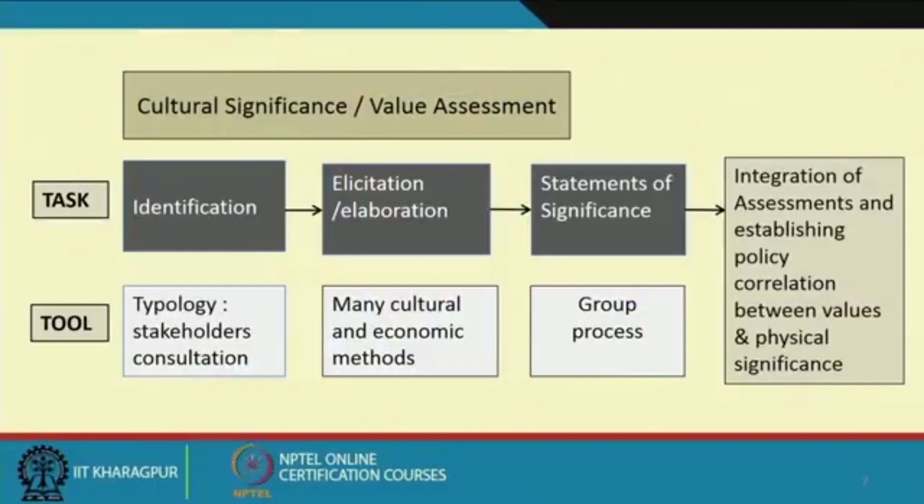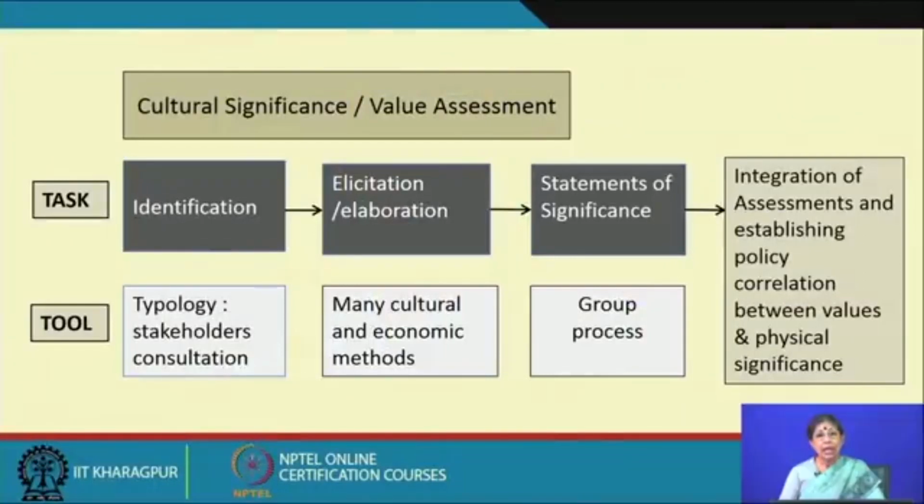Now, what comes out of that is integration of the assessment and establishing a policy correlation between the values and the physical significance. As I said, conservation is actually a process. What we see there as a structure is the product, but we must understand that it has gone through a process, and this process is very important. The values are actually intangible aspects, and the physical objects, the structure or size and other things, embody those intangible aspects, and that is where we have to understand the multiple types of value viewed by different types of stakeholders.